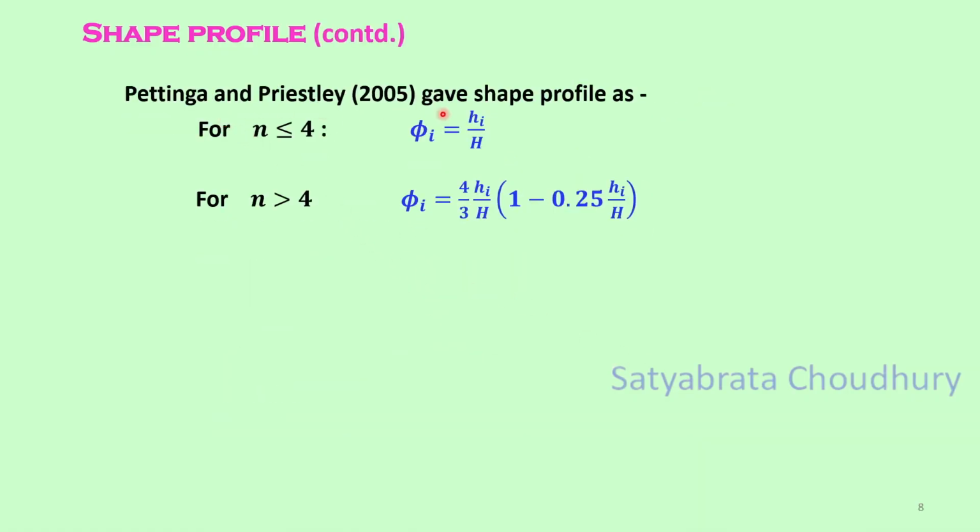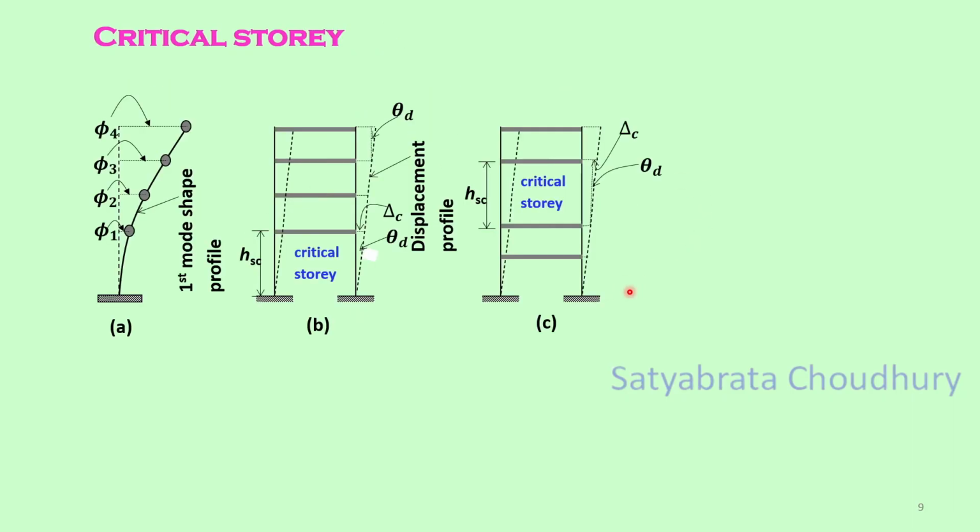Now Pettinga and Priestley 2005, in the same paper as we have discussed in the first slide, gave another expression for shape profile. Less than or equal to 4-story it is linear, Hi by H, and more than 4-story it is 4 by 3 Hi, (1 minus 0.25 Hi by H). H is the total height of the building. So we shall be utilizing this formula because it is easier to implement.